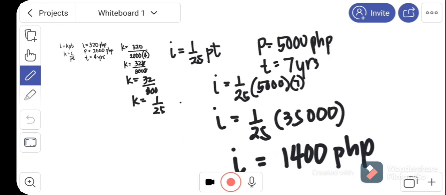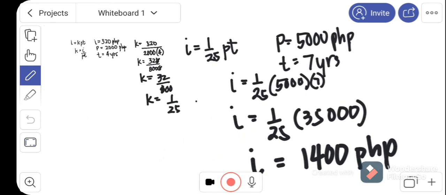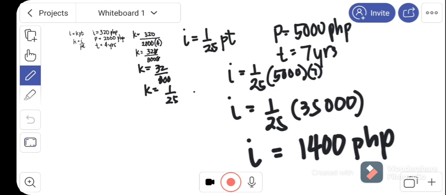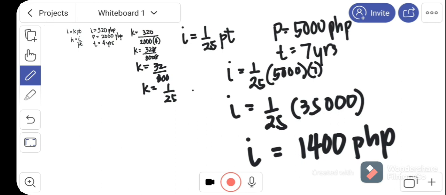Let us analyze. In the first scenario, we started with 2,000 pesos for 4 years. The interest is 320. Now, we increase the principal amount to 5,000 pesos, and we also increase the number of years. Obviously, it follows that the interest will also be greater. So, for 7 years of 5,000 pesos, the interest will be 1,400 pesos.